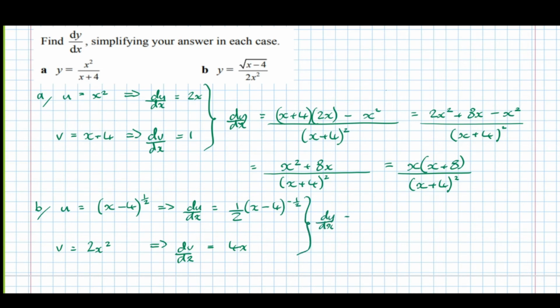So dy by dx equals v times the differential of u. So 2x squared times a half, probably easier just to write the times sign, times a half, x minus 4 to the minus a half, minus u times dv by dx, 4x, x minus 4 to the power of half, all over v squared. So 2x squared, all squared.